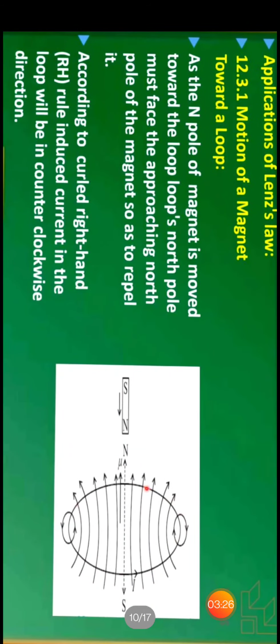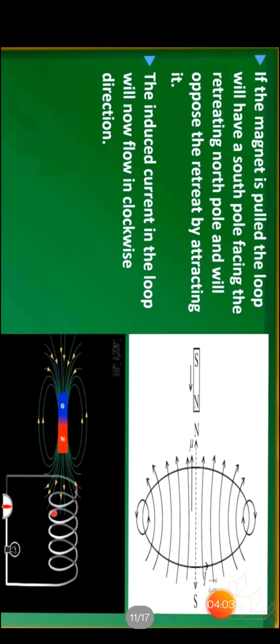Now we can see the applications of Lenz's law. The first point is the motion of a magnet toward a loop. As the north pole of the magnet is moved toward the loop, the loop's north pole must face the approaching north pole of the magnet so as to repel it. It is as shown in the figure. According to the right hand rule, the induced current in the loop will be in the counter-clockwise direction.